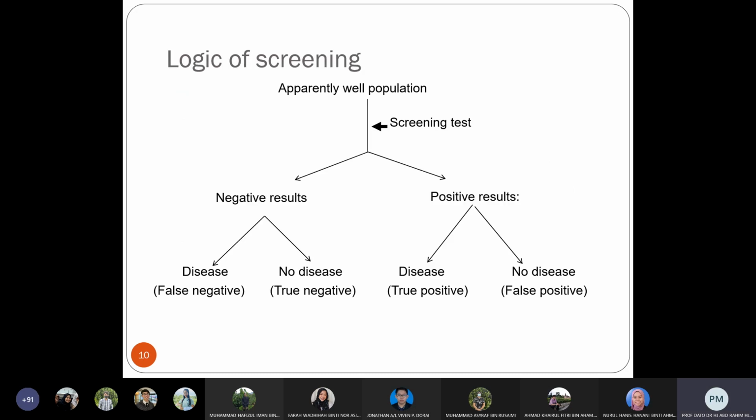And this is the situation when you do the screening. Negative can be no disease, that is true negative, and it can also be a false negative, where that person actually has a disease. The same thing with the positive result. If it is positive, it can be a true positive, but there may also be a false positive. Even though that person is positive, actually he has no disease. So this is the issue of screening.